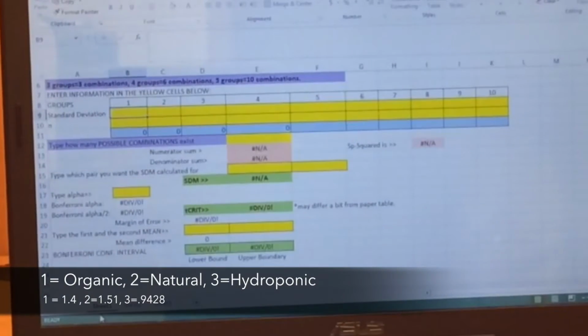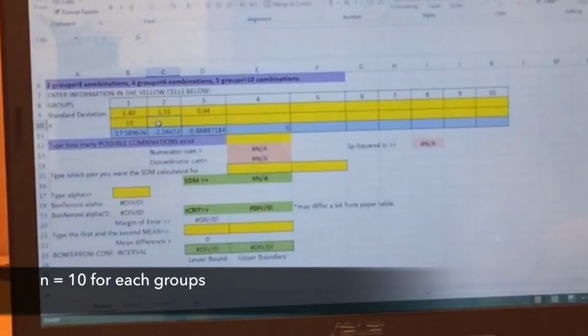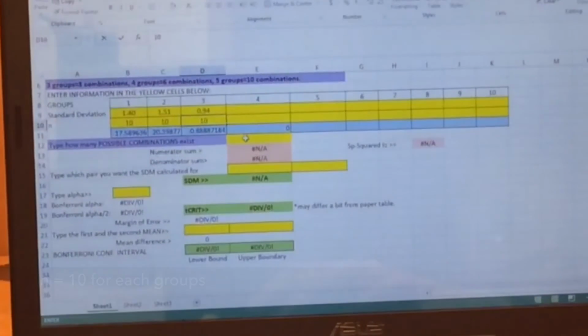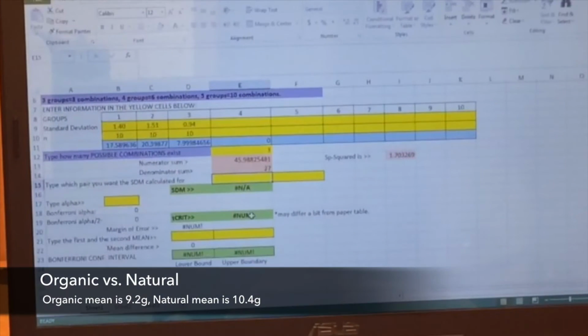For our standard deviation for 1, which was organic, from the ANOVA test, we found it was 1.398. For 2, which was natural, we found it to be 1.5055. And for our third, which was hydroponic, we found it to be 0.9428. And our sample size is 10 for each, and there are 3 possible combinations that exist because there are 3 different groups. First, we are going to test the pair of organic versus natural, which is 1 and 2.